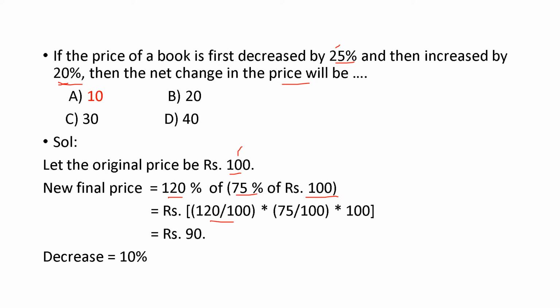That means 120 by 100 of, and 75% means 75 by 100 of again into 100. So the answer will be 90. So the new final price is 90. The original price we have assumed as 100. What's the question? Net change in the price. 100 minus 90, and that is 10. Okay.